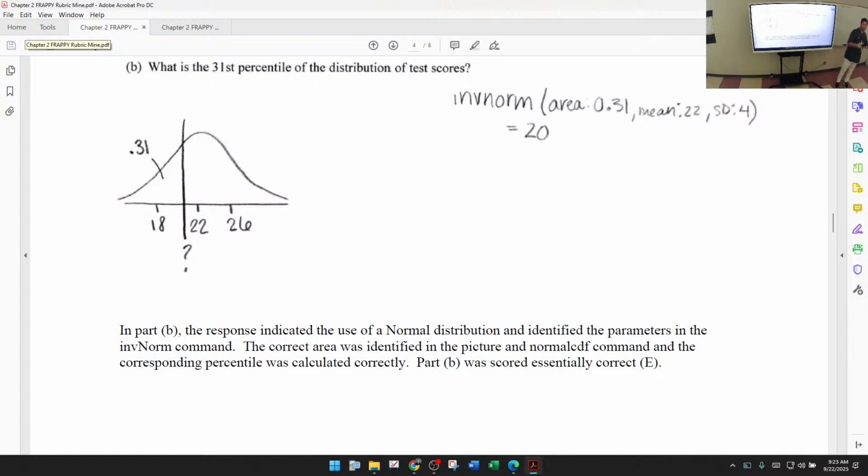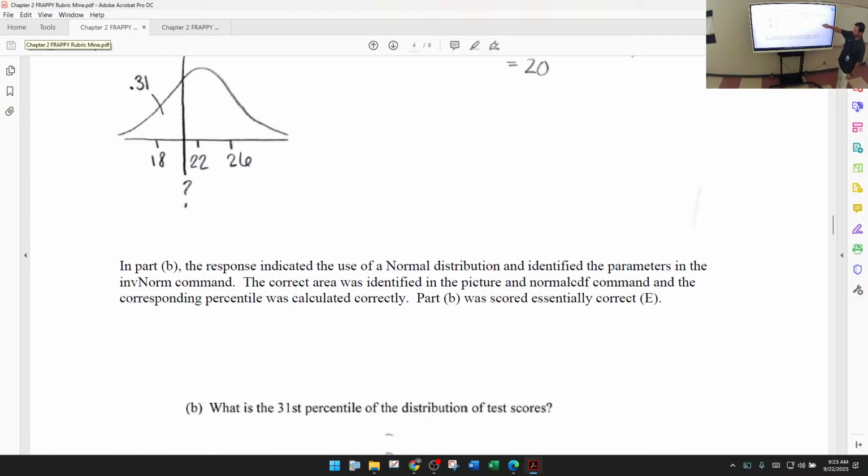Let's emphasize something really quickly. If this student said inverse norm 0.31, comma 22, comma 4, it's no longer an E, it's a P, because they never labeled the mean and the standard deviation. So a calculator talk without labeling those things is no credit. No credit. Okay? If over here they said mu equals 22, standard deviation equals 4, you're okay. But calculator by itself without labeling, no points.